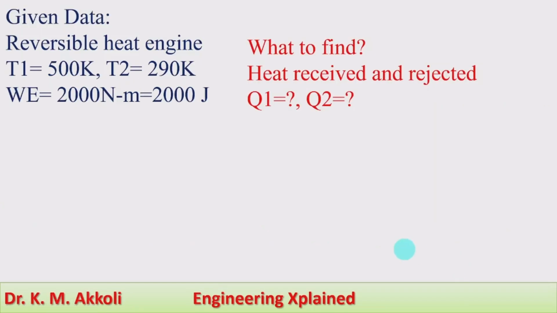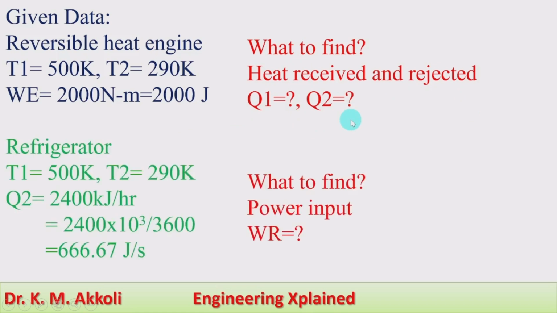Here first we'll take the given data for the reversible heat engine, and if it is working as a refrigerator, we'll take separately given data. For the reversible heat engine, the high temperature reservoir temperature T1 equals 500 Kelvin, and the low temperature reservoir has 290 Kelvin as T2. The work output of the engine is 2000 Newton meter, that is 2000 Joule. What we have to find is the heat received and rejected, that is Q1 equal to and Q2 equal to.